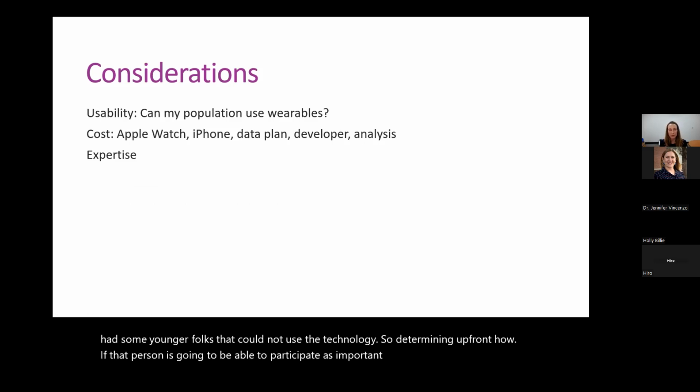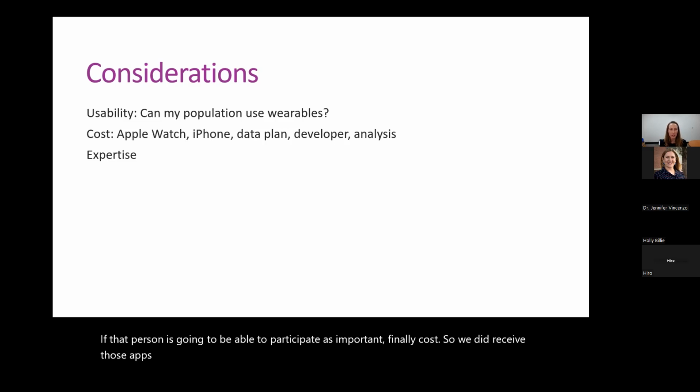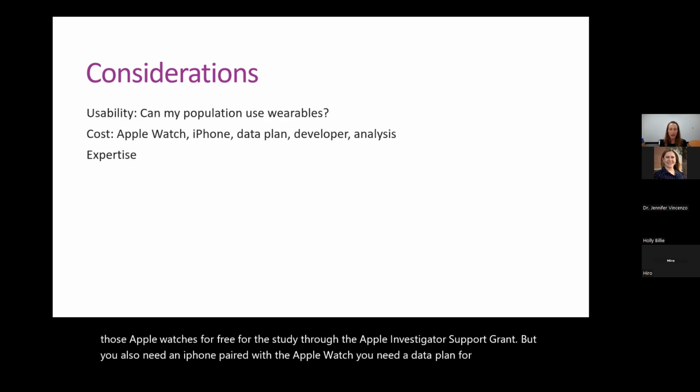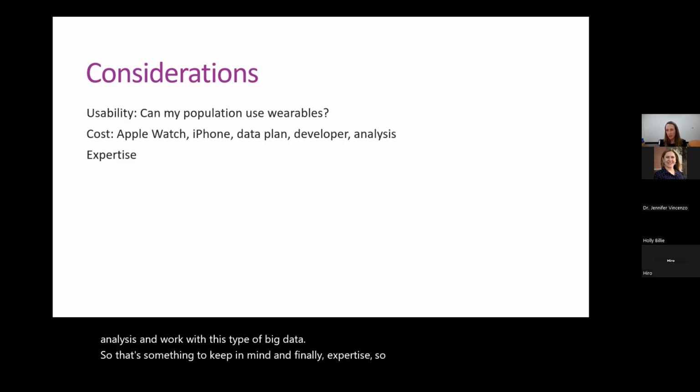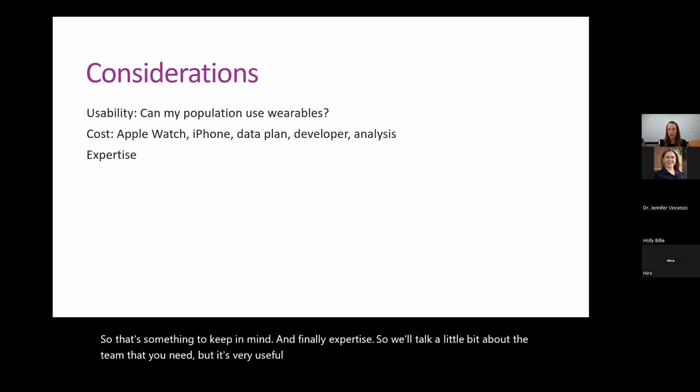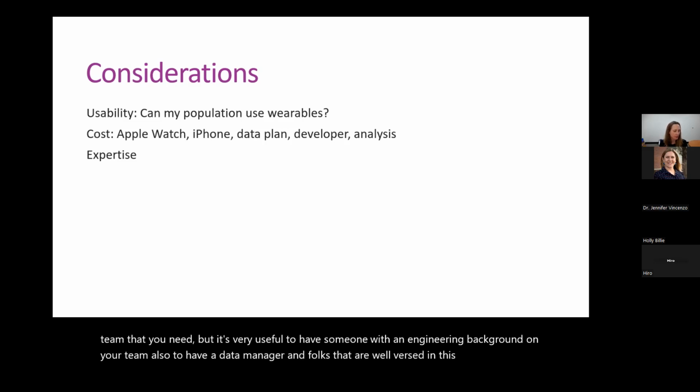Finally, cost. So we did receive those Apple Watches for free for the study through the Apple Investigator Support Grant. But you also need an iPhone paired with the Apple Watch. You need a data plan for that iPhone. Many times you'll need to pay a developer, and you need someone who can do sensor-based analyses and work with this type of big data. So that's something to keep in mind. And finally, expertise. We'll talk a little bit about the team that you need, but it's very useful to have someone with an engineering background on your team, also a data manager and folks that are well-versed in this analysis.